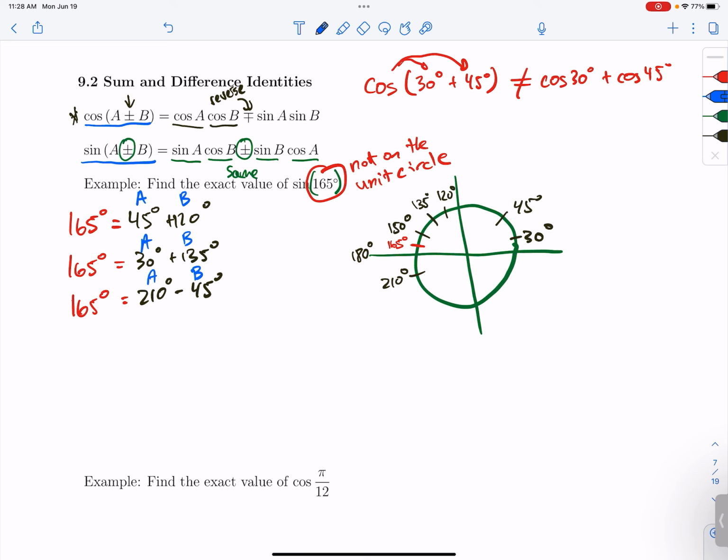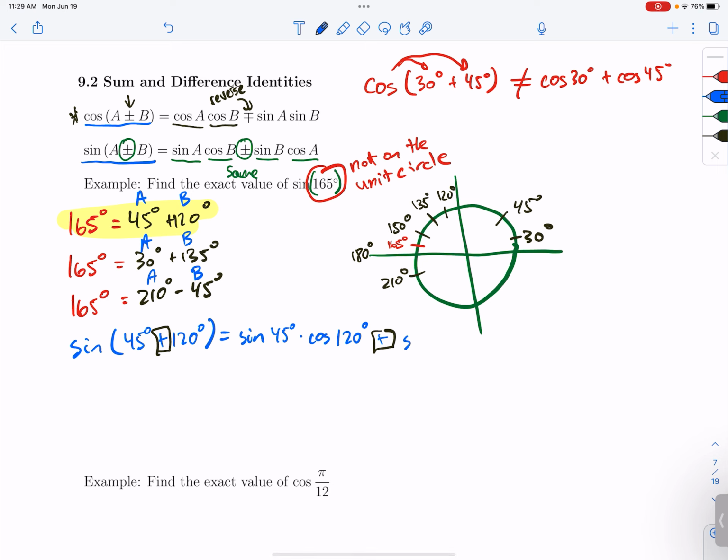All right, so I'm just going to use this first one. This is sine of A plus B, so 45 degrees plus 120 degrees. And then I'm just going to plug in everything from the right-hand side. So I'm going to say sine of the first, sine of A is 45, sine of 45 times cosine of the second. For sine, always the same operator. So this is plus here.